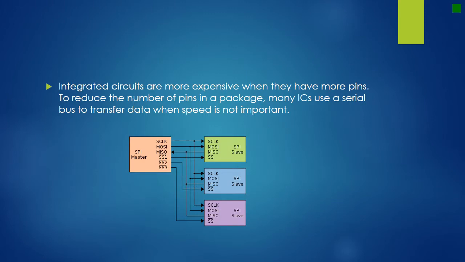An example of such a low-cost serial bus is the Serial Peripheral Interface, or the SPI. Integrated circuits are more expensive when they have more pins. So to reduce the number of pins in a package, many ICs use a serial bus to transfer data when speed is not important.